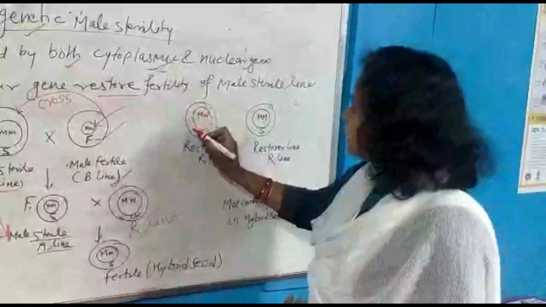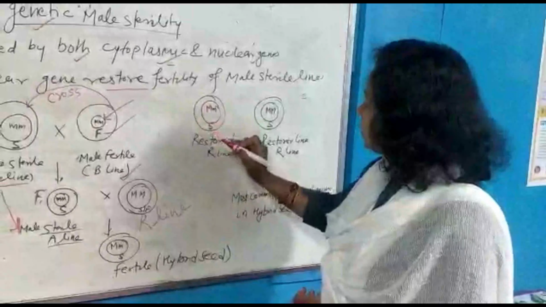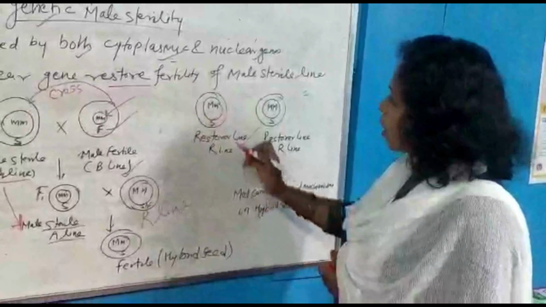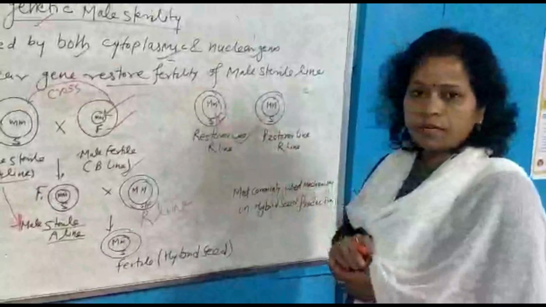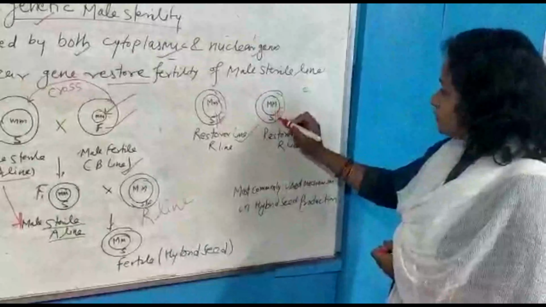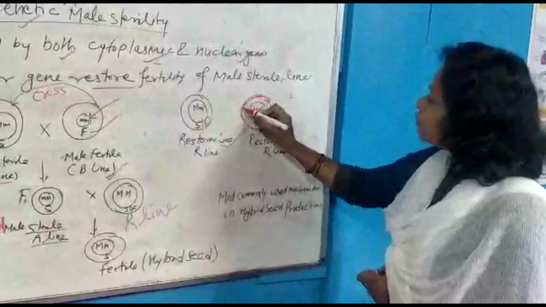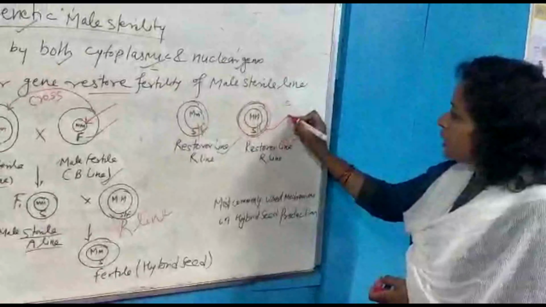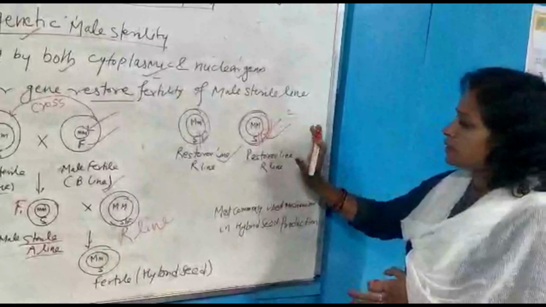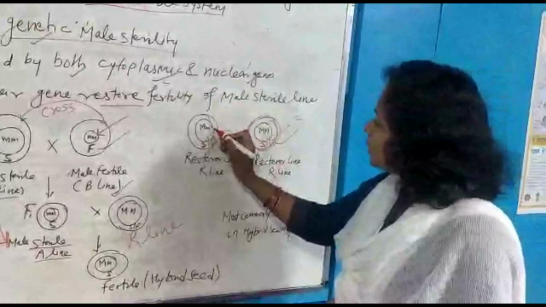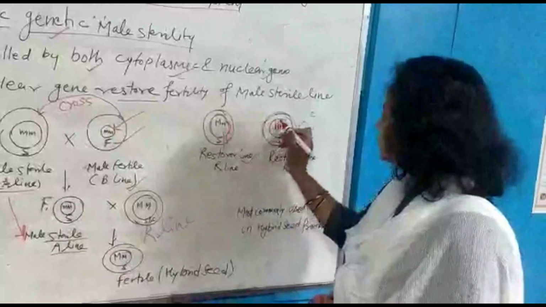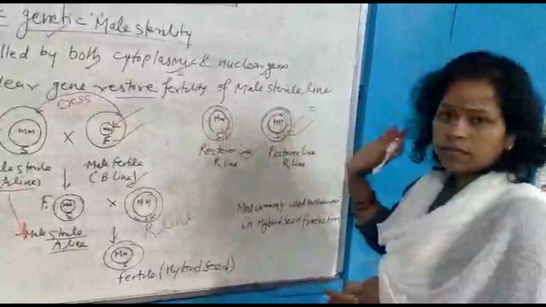And the cytoplasmic gene is sterile, or it may be fertile. It doesn't matter what type of fertility the cytoplasm has. It may be sterile or it may be fertile. It doesn't matter in this case. We only consider the nuclear gene, and that is the important thing.